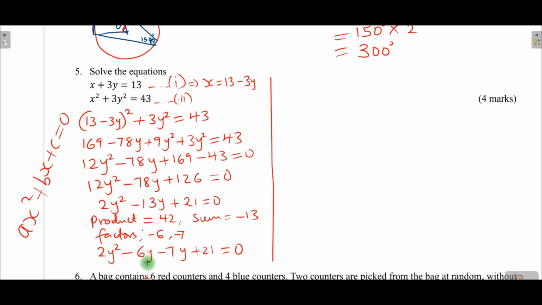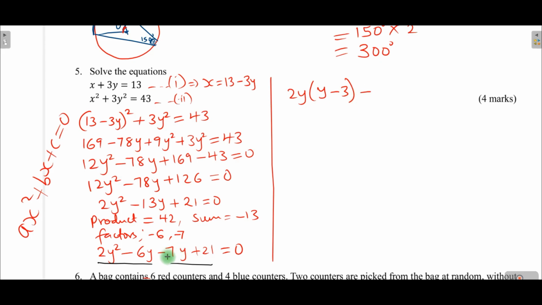Take into pairs and factor out what is common. So I'm going to take into pairs and factor out what is common. So 2y is common, so factor out 2y. 2y squared divided by 2y, we get y. Then minus 6y divided by 2y, I get minus 3.